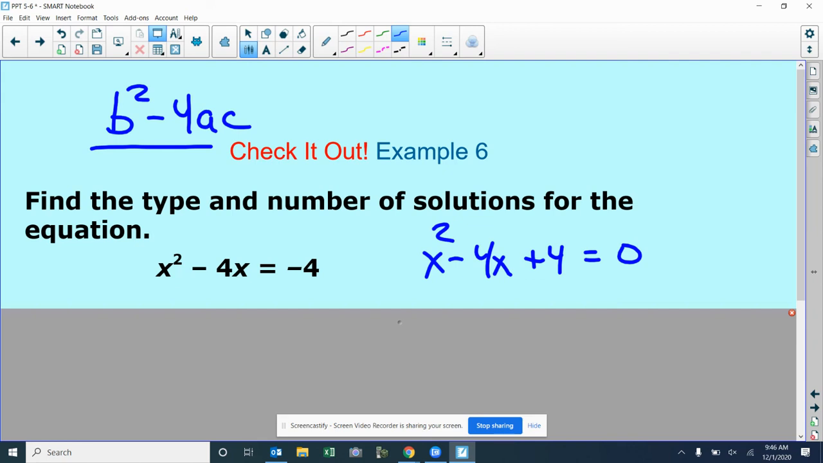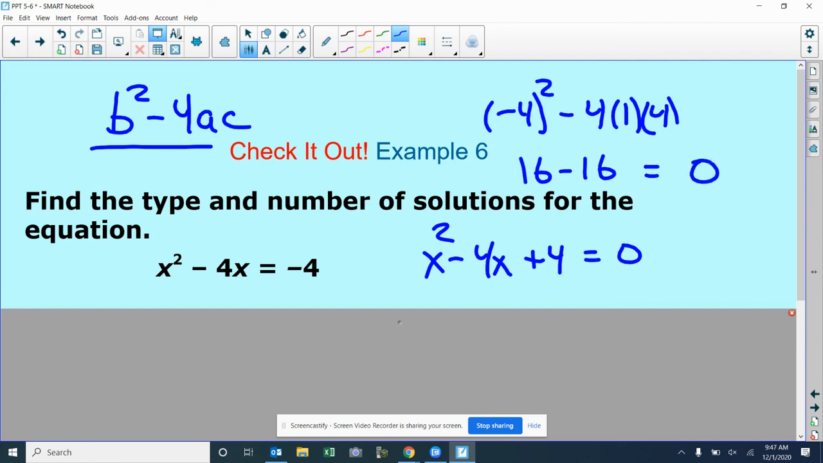Positive, negative. All right, so b squared, that's negative 4. But remember, that needs to be squared. Minus 4ac. A is 1. C is 4. Negative times negative is positive. Oh, looks like it's 16 minus 16, doesn't it? So what are we getting here? Our discriminant, our b squared minus 4ac, is 0. So how many solutions do we have on this particular quadratic? Just 1. Okay? It's going to bump the x-axis.